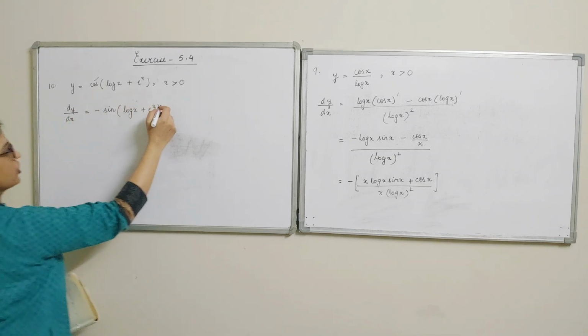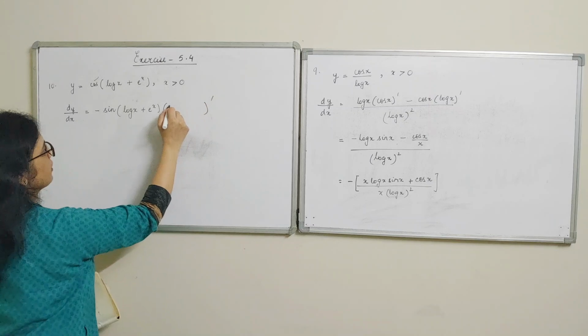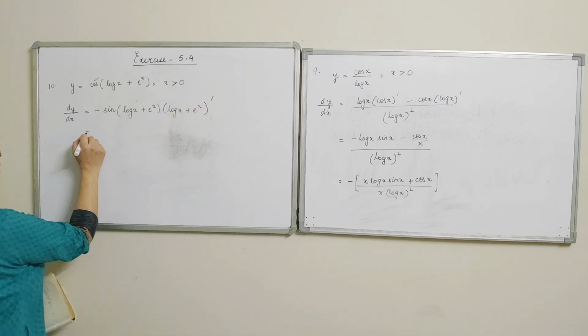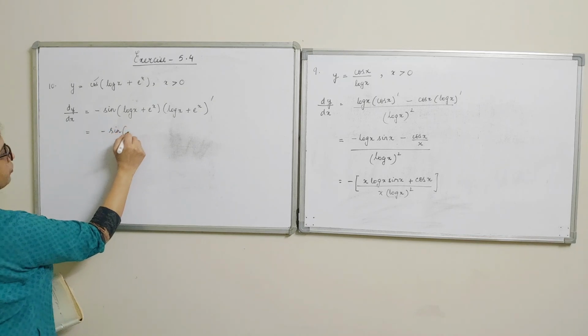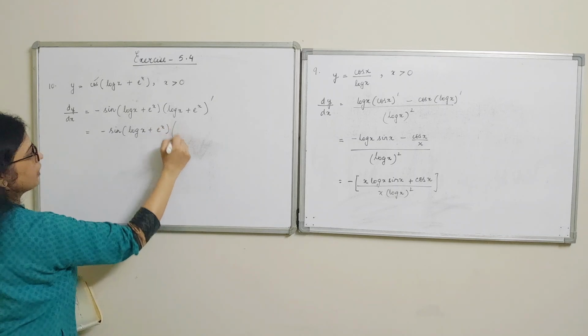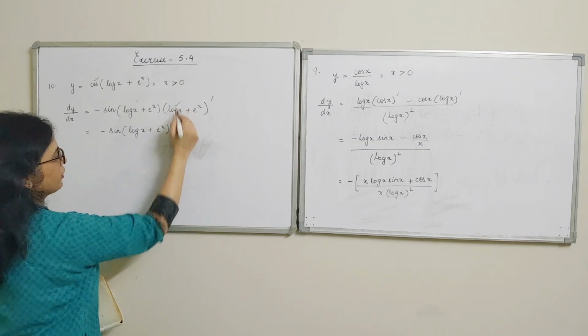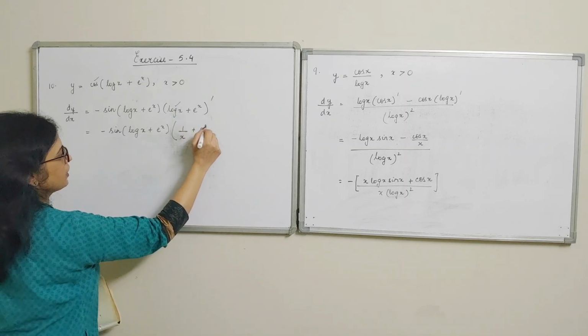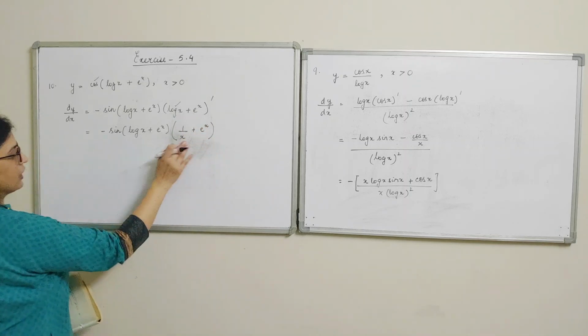Now we are going to differentiate the term in the brackets, that is log x plus e power x. So we get minus sine of (log x plus e to the power x). Here the base is e, so the derivative of log x is 1 upon x. Here the derivative is e to the power x. You can leave it in this form.